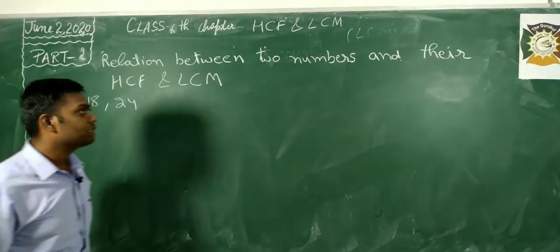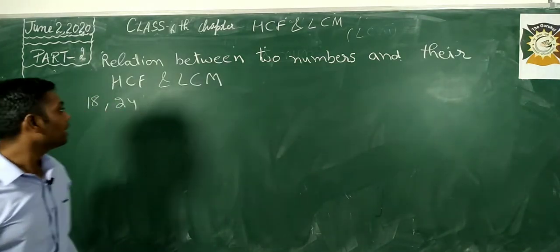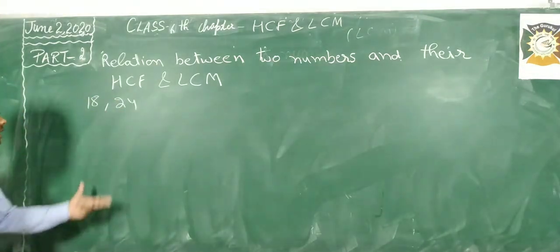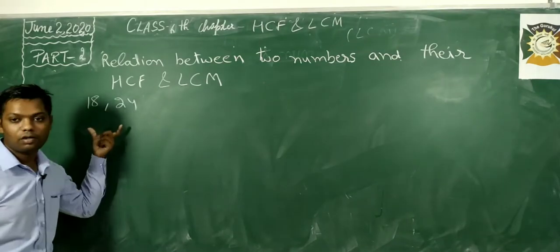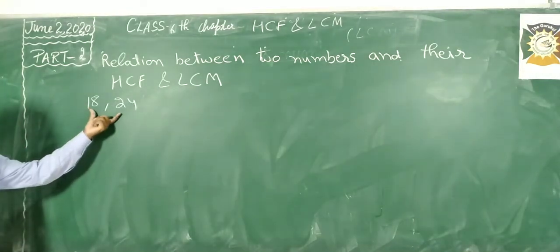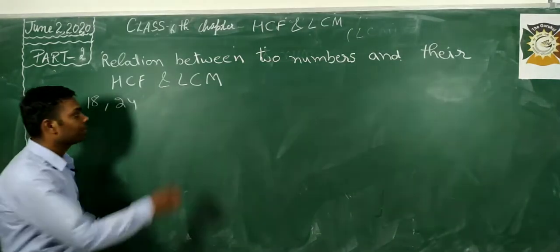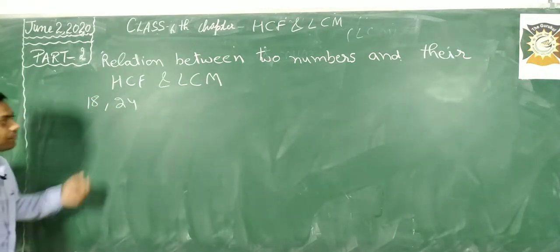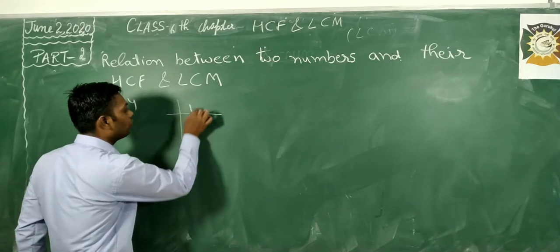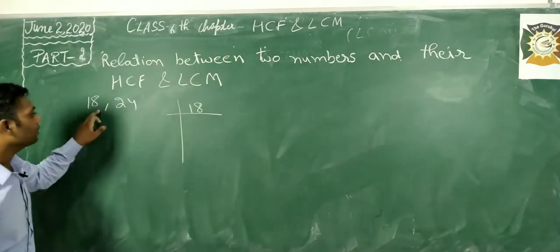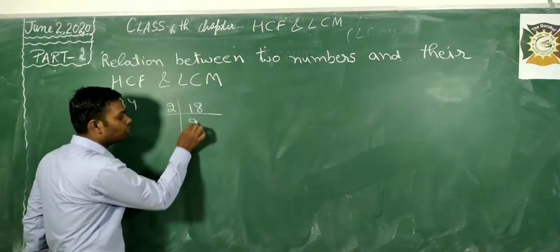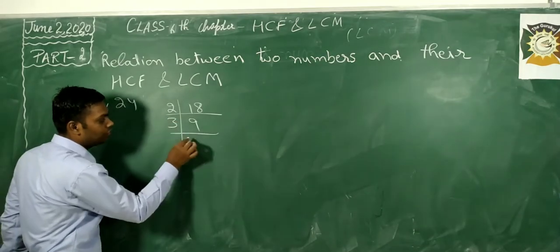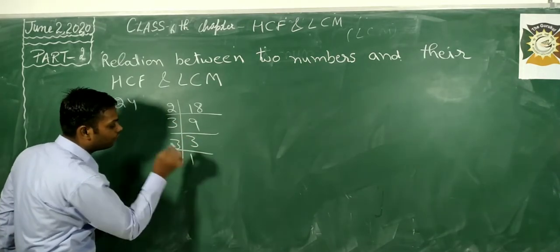Now we find the relation between two numbers and their HCF and LCM. Let us consider two numbers 18 and 24. Now we find their LCM and HCF. First we have to find their prime factorization. Divide by the short division method. 18 divided by 2 is 9, and 9 is divisible by 3, so 3 into 1.